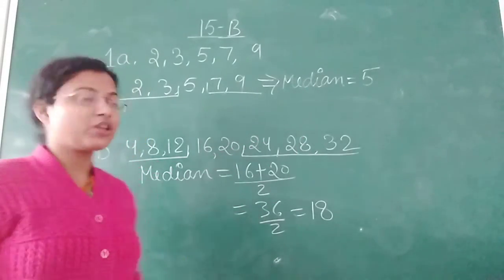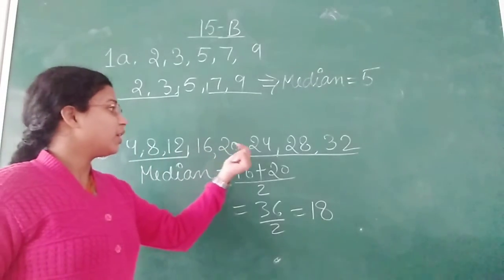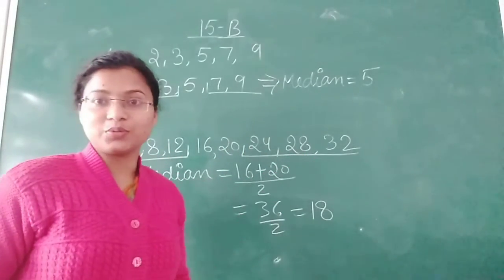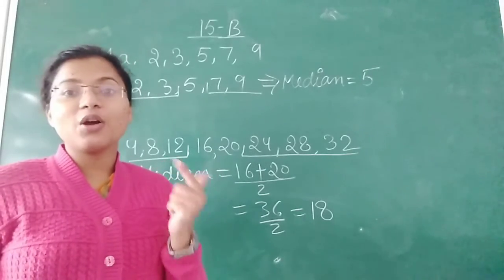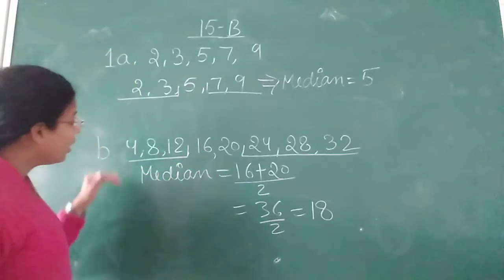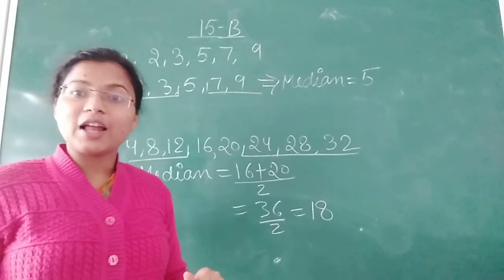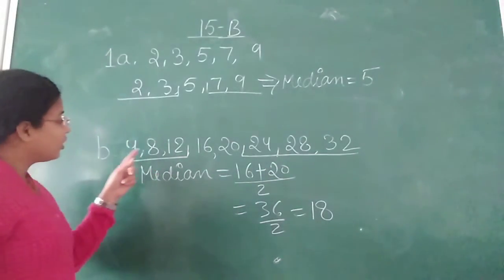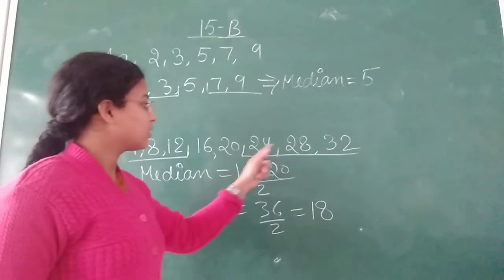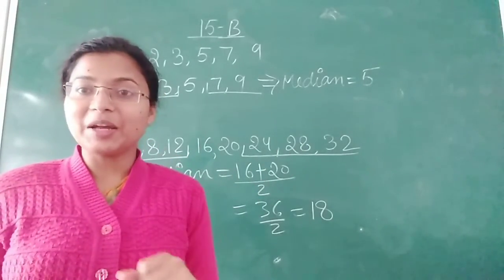In our next question it is given 4, 8, 12, 16, 20, 24, 28 and 32. Check whether it is in ascending or descending order. It is already arranged in ascending order. Now calculate how many total terms you have. 1, 2, 3, 4, 5, 6, 7, 8. You have 8 terms. 8 means an even number.